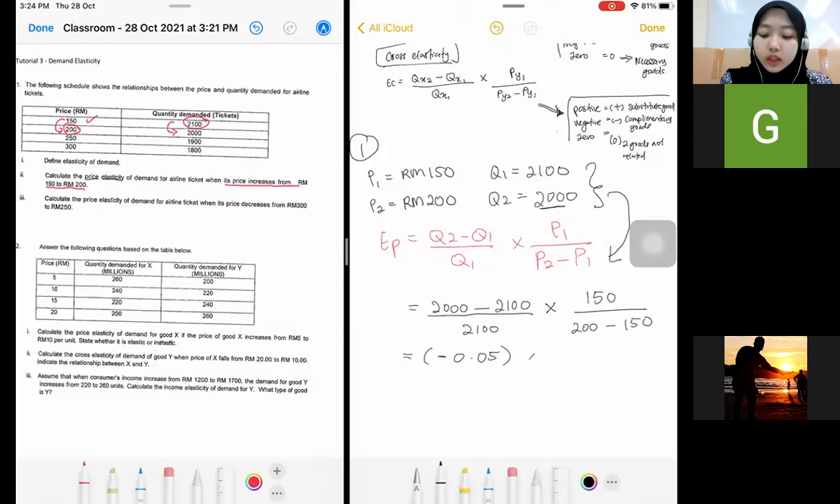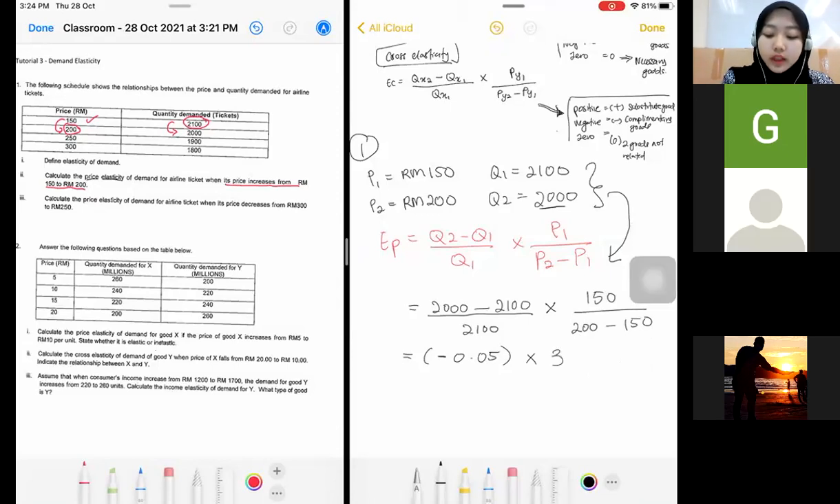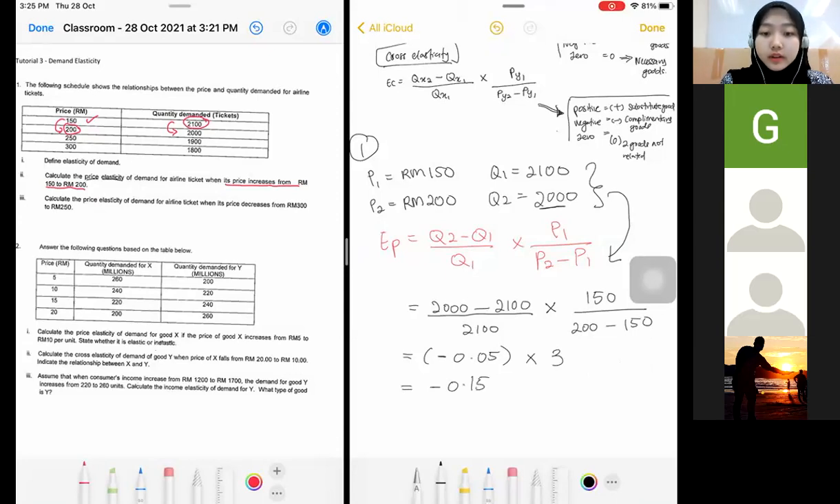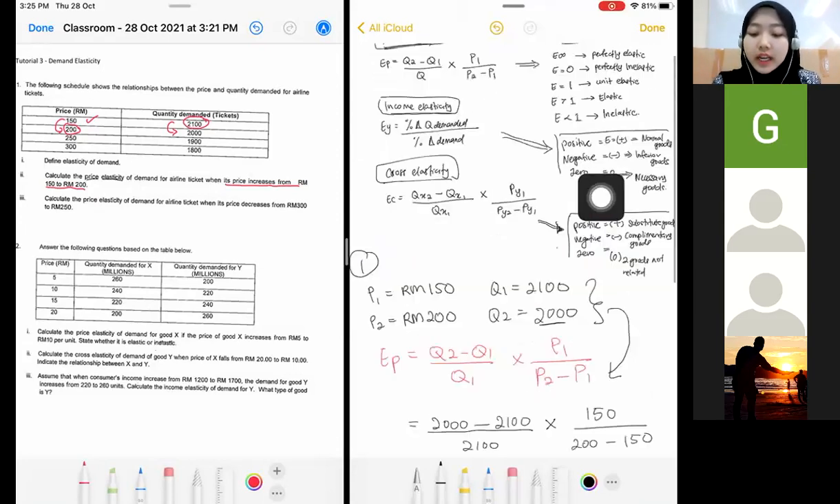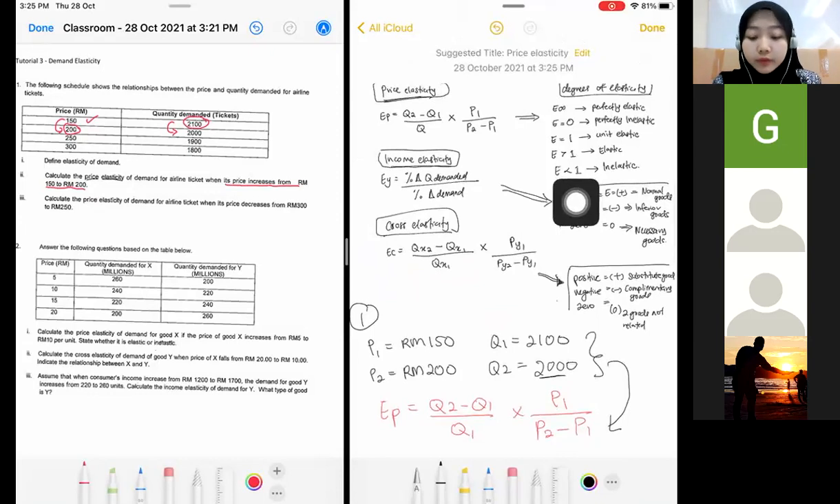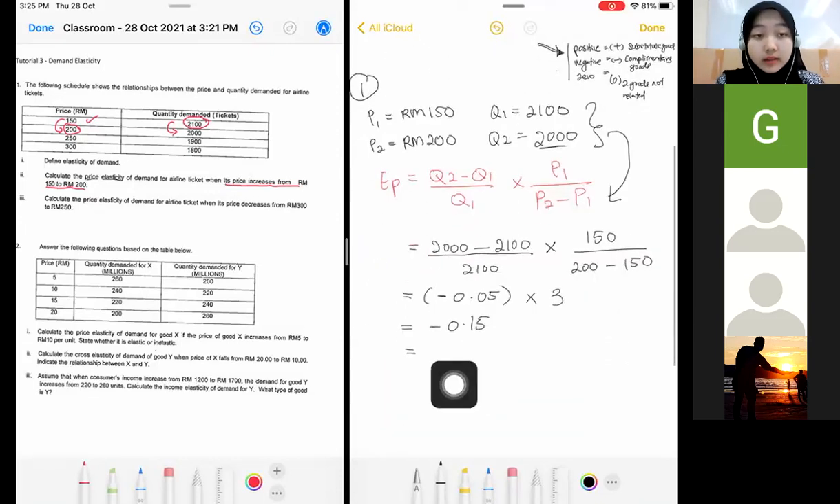Then we solve the other part. The price 150 over 200 minus 150, you will get how much? 3. Yes, 3. Then multiplying these two, you will get negative 0.15. Remember, for price elasticity we don't have any negative values. So if you get a negative answer like this, you just ignore the negative and write the final answer as 0.15.